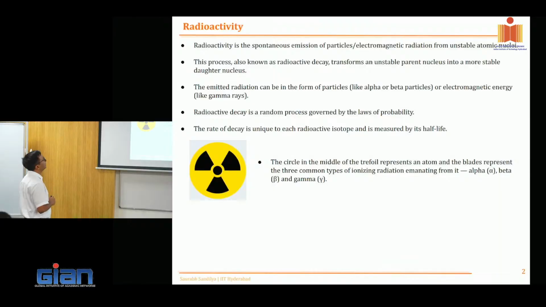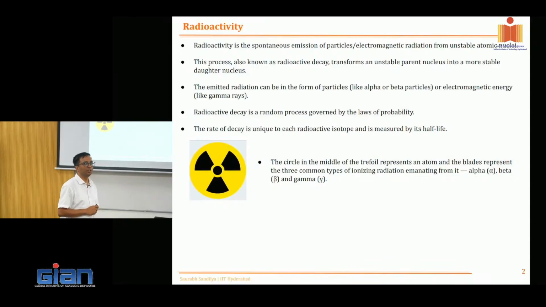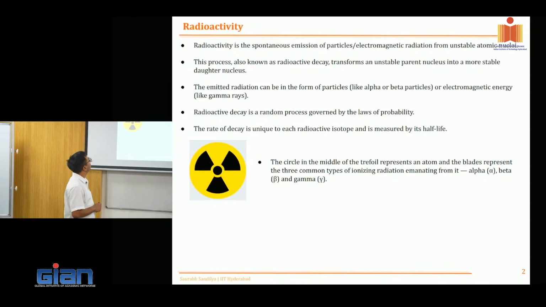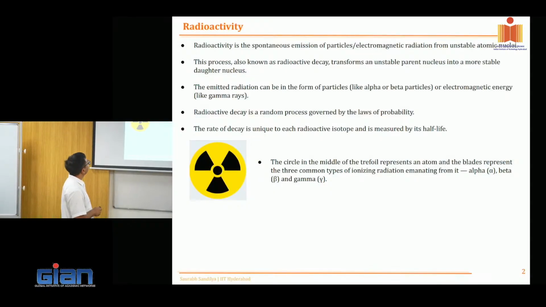So what happens in a radioactive decay is that a so-called unstable nucleus transforms into a stable one, and then it emits a radiation. As I mentioned, it's mostly alpha, beta, and gamma. And there's one important thing you should understand: radioactivity is a probabilistic process. What does that mean?